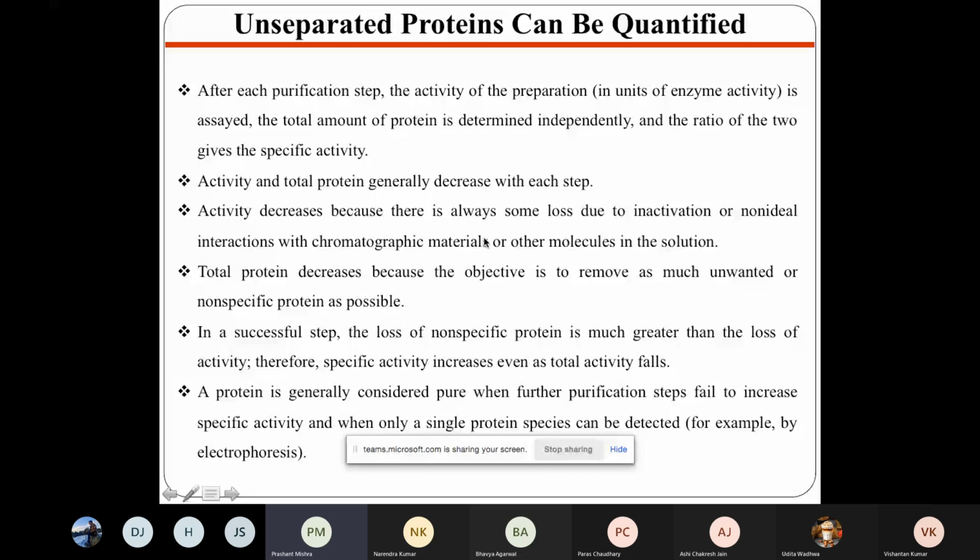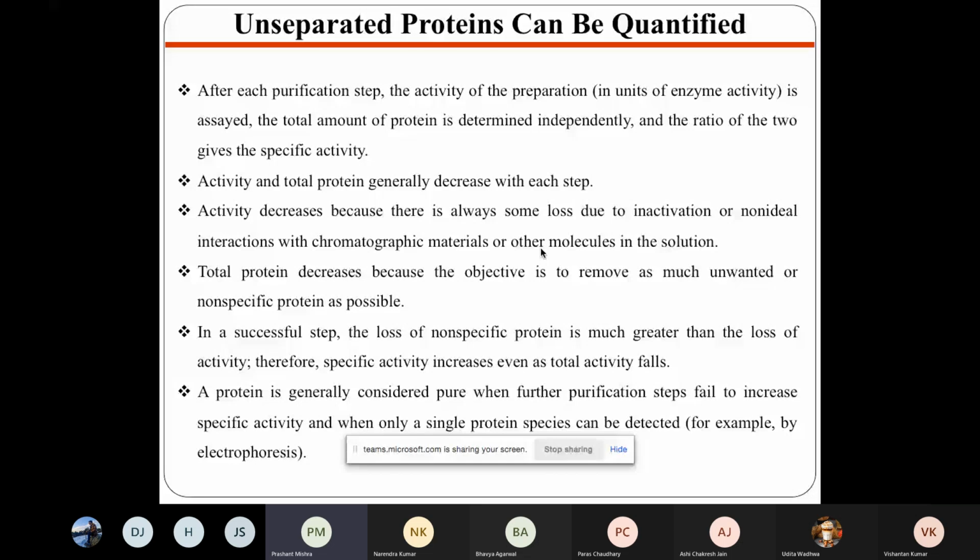For example, you are using, say, ion exchange chromatography. Some of the protein is not really binding with the gel matrix. So what will happen? They will pass out. Because of that, the actual protein which you are interested in separating is not completely separated.